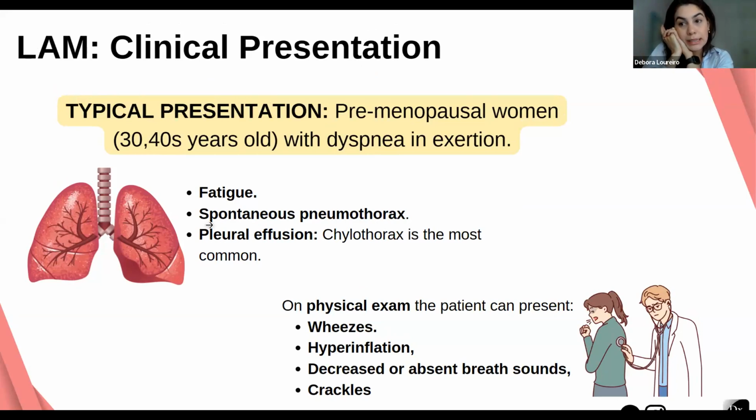And another thing that we see is dyspnea on exertion. In the case discussion that day, she said she had a patient who had dyspnea just when she had sex. So it could be something that we cannot expect. Besides the dyspnea, we can have fatigue, spontaneous pneumothorax, chylothorax, and on physical exam, wheezes, hyperinflation, decreased breath sounds, crackles.